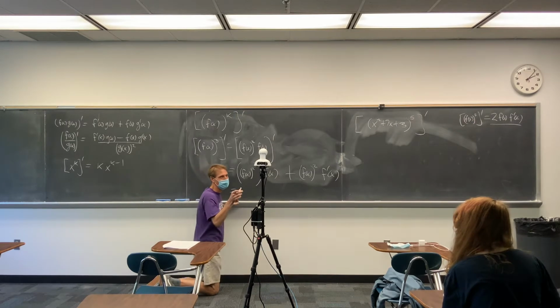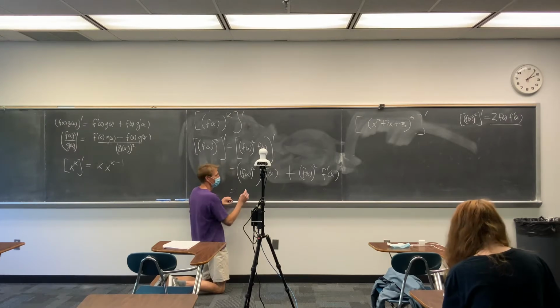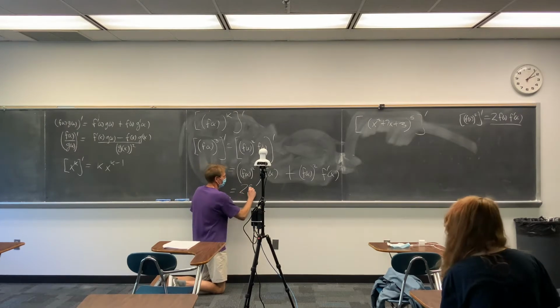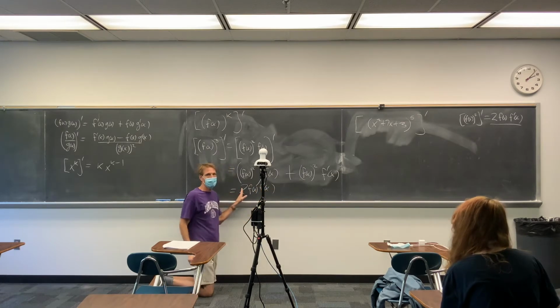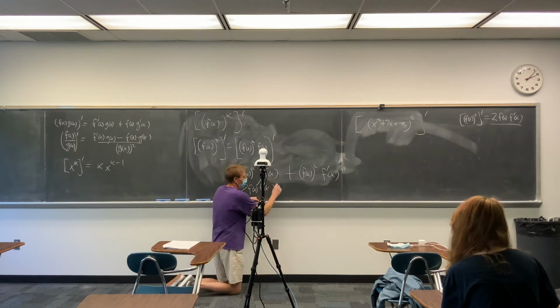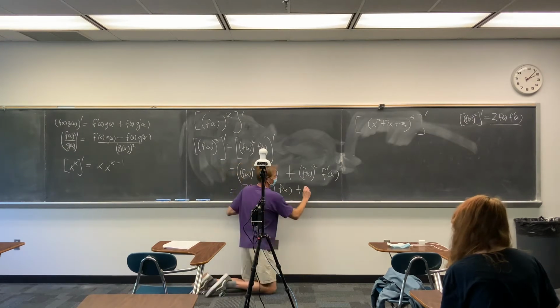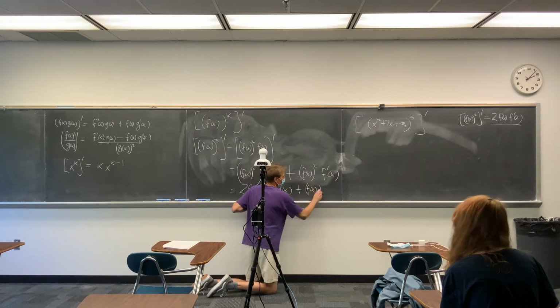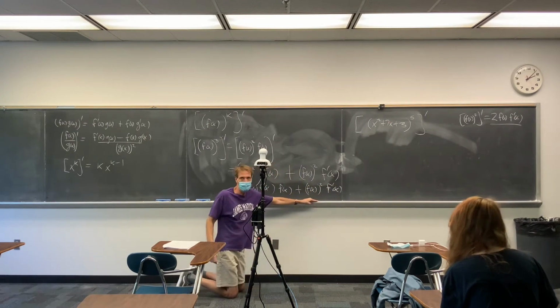Lorelai, what do you have? I've got 2 f of x, f prime of x times f of x plus. Okay, Lorelai said this is the same thing as 2 f of x times f prime of x, and then times this f of x, plus f of x squared times f prime of x. And this term hasn't changed.